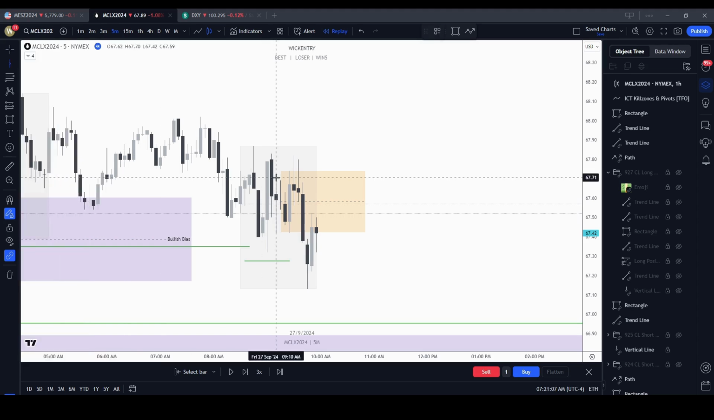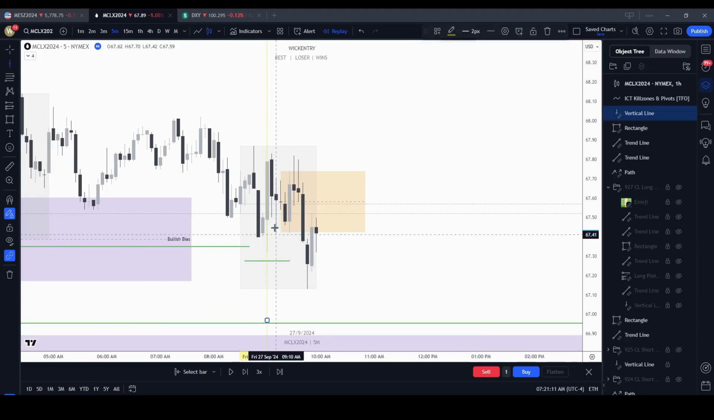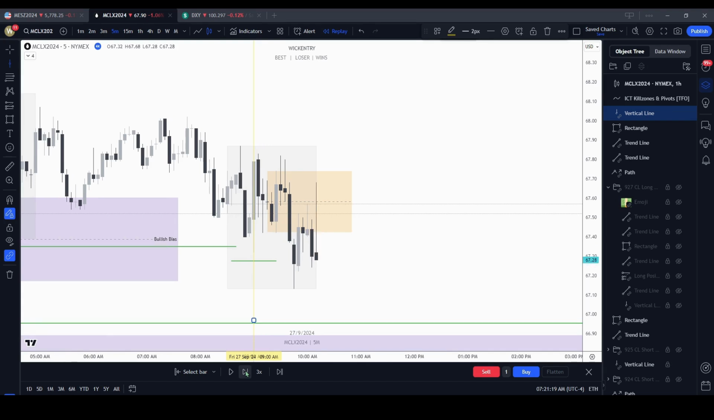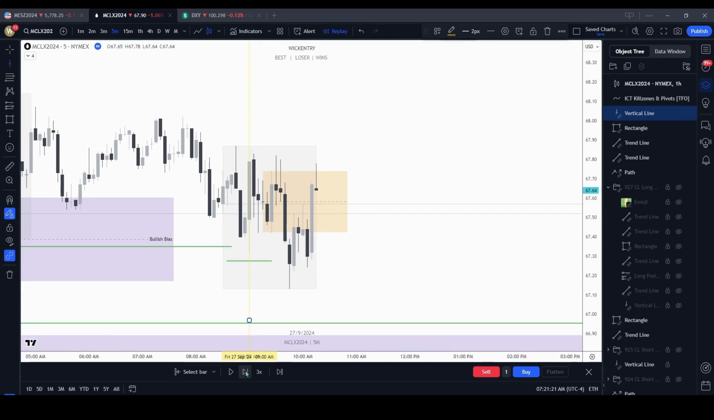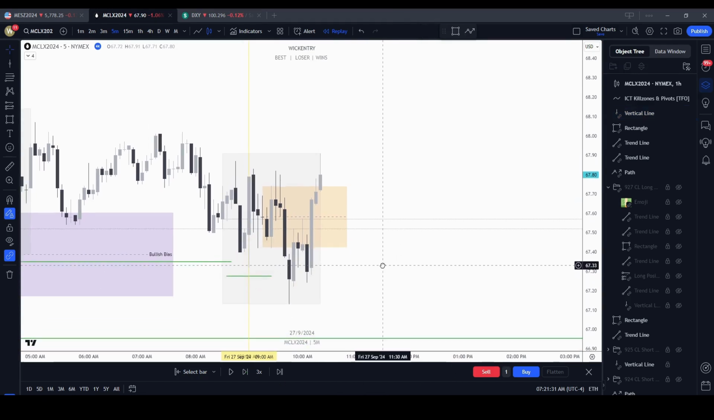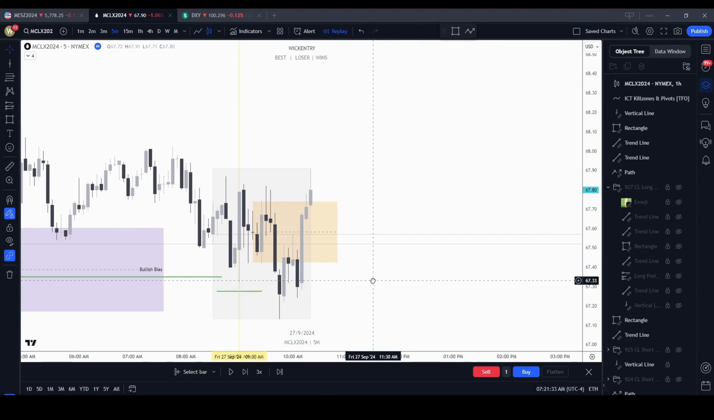So let me just put on looking for the 9 o'clock. All right, so at this point, we're looking for our entry function and we wait. So fast forward, just waiting for that displacement through the breaker. Looks like we could possibly get something here. Right there. At this moment, we have everything we need to take a long.